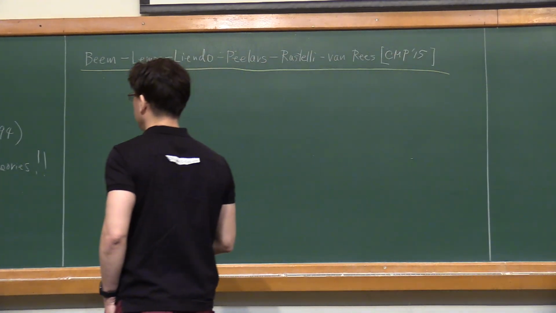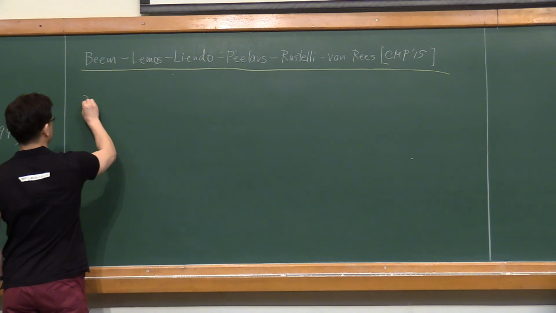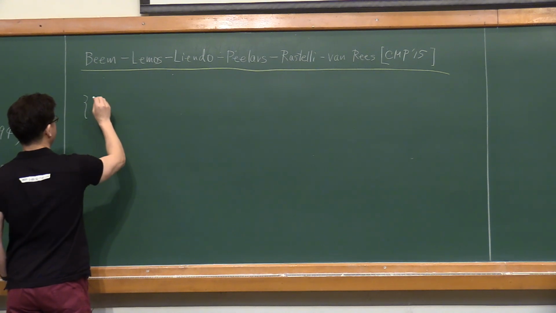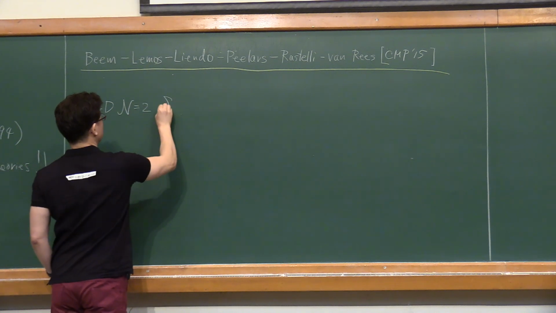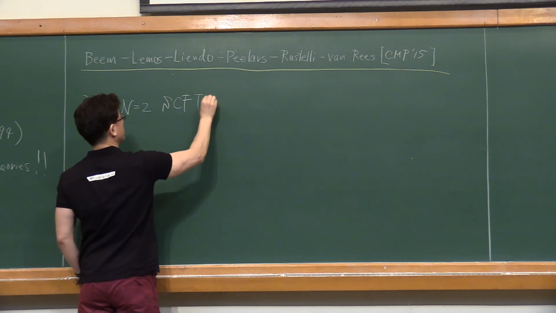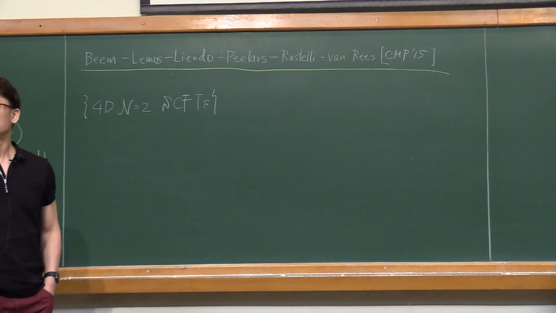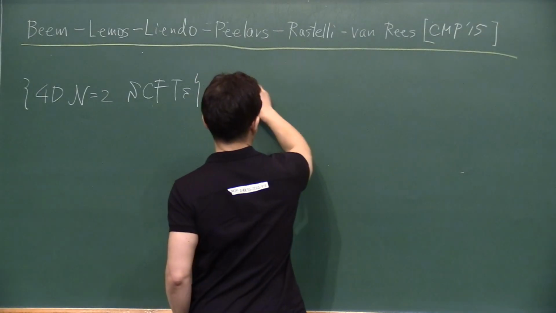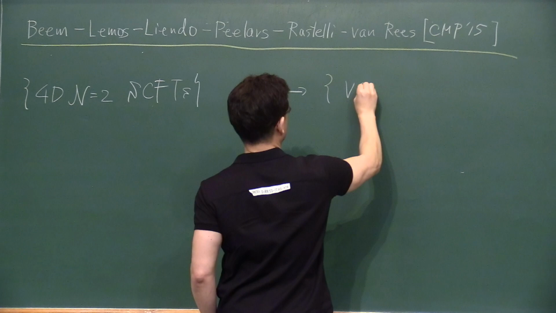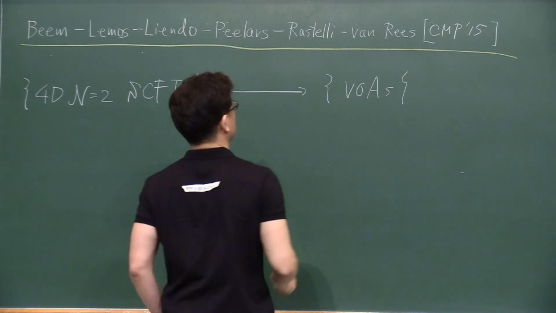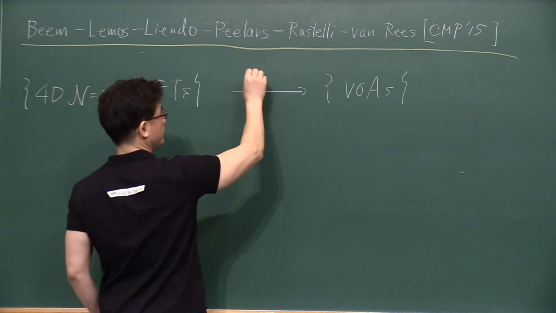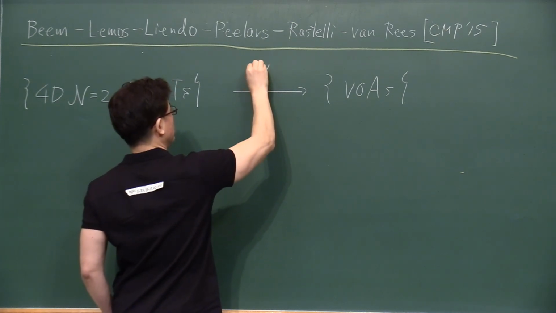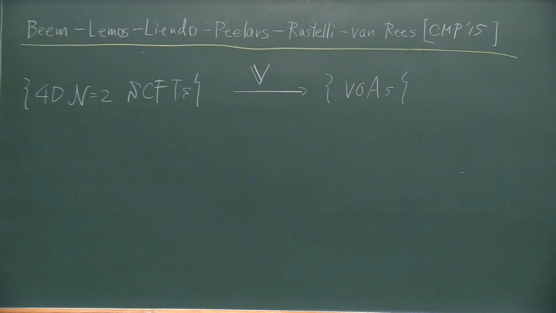What they did was define a map, or a functor, from the category of four-dimensional N=2 superconformal field theories, whatever they are, to the category of vertex operator algebras. They denote this functor by chi, but chi is often used in mathematics, so let me use the notation V for this map.